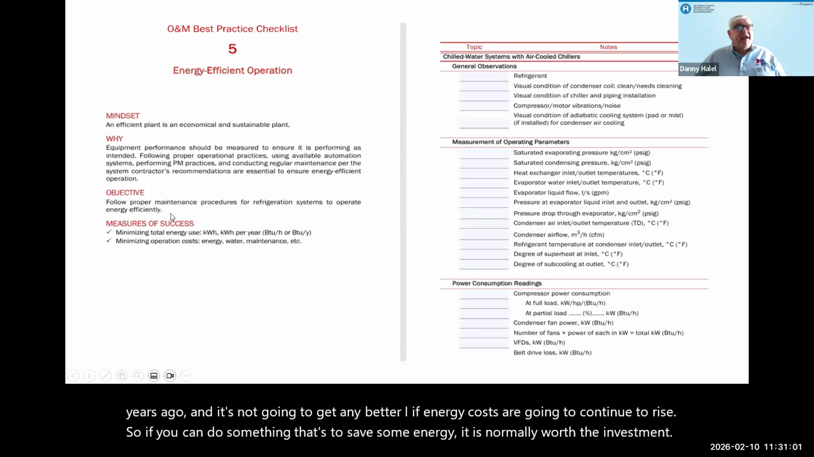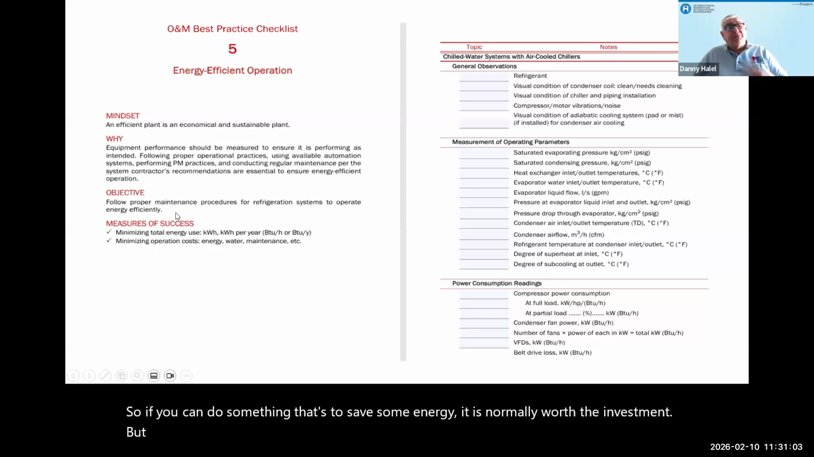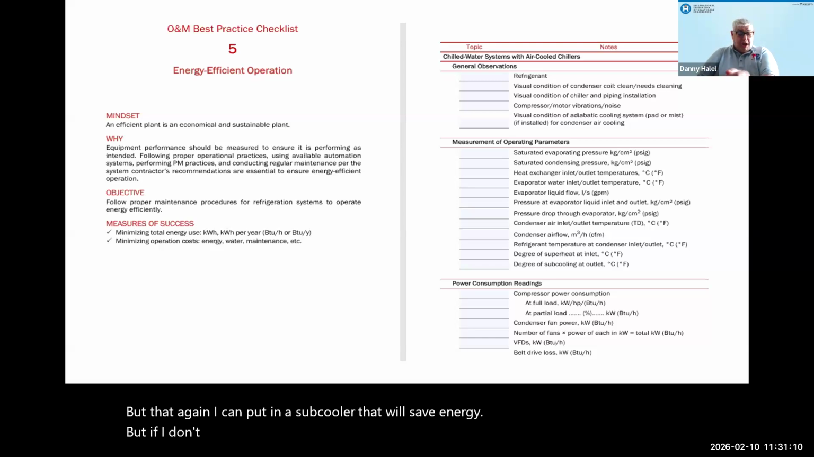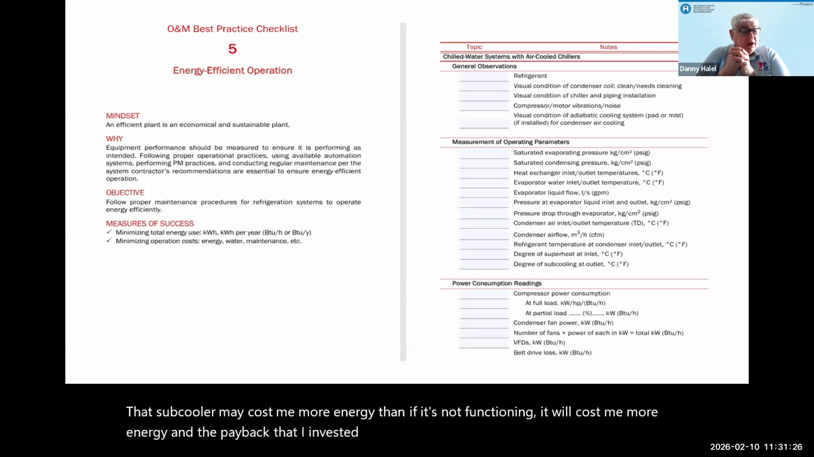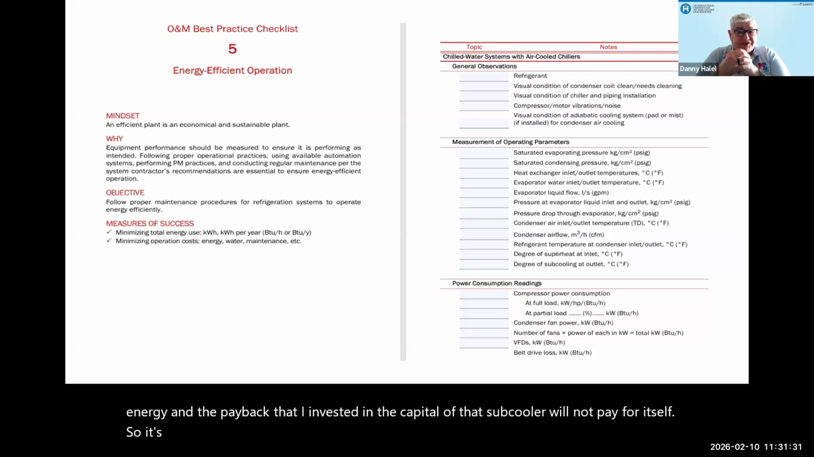But that again, I can put in a subcooler that will save energy. But if I don't service that subcooler following a preventive maintenance plan, that subcooler may cost me more energy if it's not functioning. It will cost me more energy, and the payback that I invested in the capital of that subcooler will not pay for itself. So it's not just installation of this equipment, it's also the preventive maintenance.